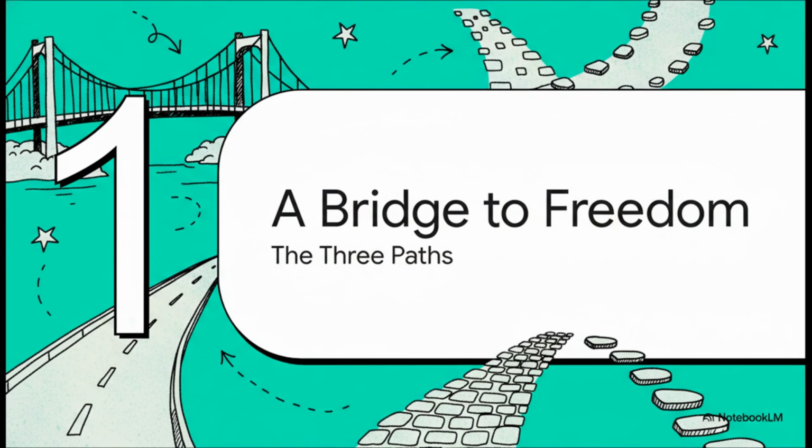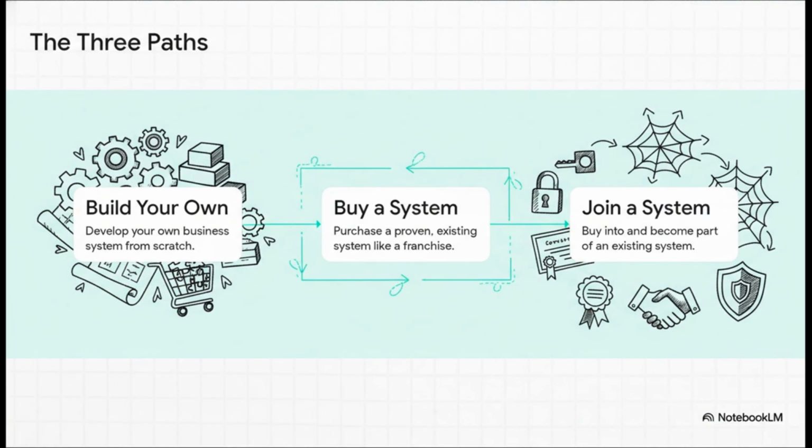Now, here's the best part. You don't have to be some kind of engineering genius and invent a whole new kind of bridge from scratch. Turns out there are 3 really well-traveled paths you can take to get across to the other side. And here they are, plain and simple. First, you can build your own system from the ground up. Second, you can buy a system that's already built and proven to work. And third, you can join a system that's already in place and build your own business inside of it. Let's dig into what each of these really means.